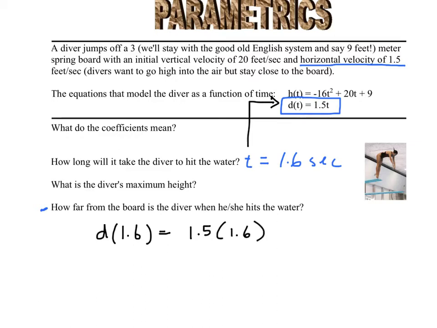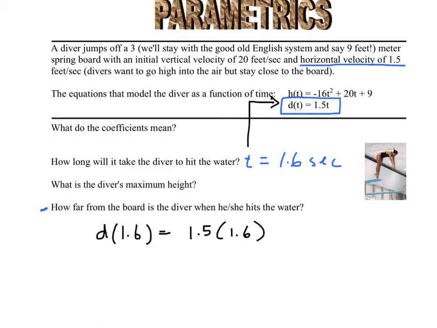We have to be given two components to really track the path. This is a parametric equation. A parametric equation is one that gives us two components, a horizontal and a vertical, an x component and a y component, both as a function of another variable, in our case, time. So at any point now, I should be able to tell you the time, and you can tell me how far off the water the diver is, and how far from the board the diver is.